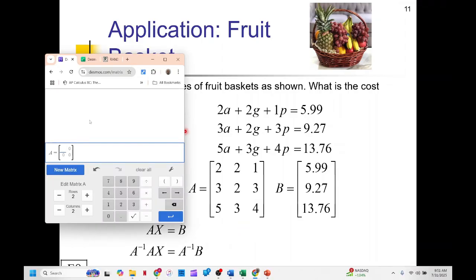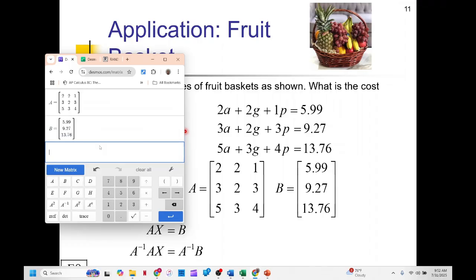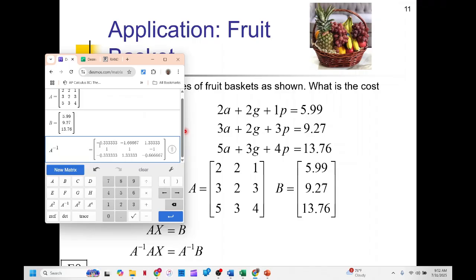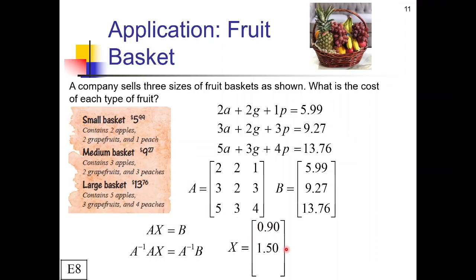So let me do my A matrix. Again, that'll be a 3 by 3 for this problem. So 2, 2, 1, 3, 2, 3, and 5, 3, 4. And then let me do my B matrix, 3 rows, 1 column, 5.99, 9.27, and 13.76. Now let's do A inverse times B, and that comes out to 0.9, 1.5, and 1.19. So 0.9, 1.5, 1.19, great.